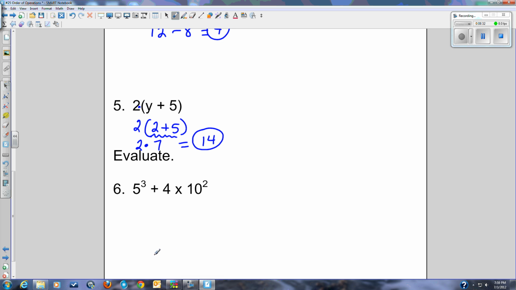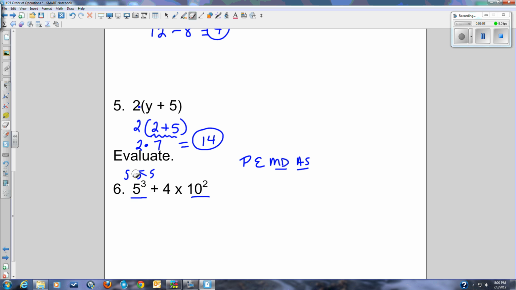Next, we're given this problem. 5 to the third plus 4 times 10 to the second. Again, we're using PEMDAS. We don't have any parentheses here, but notice we do have exponents, which would come next in our order of operations. We have 5 to the third and 10 to the second. So let's evaluate those values. 5 to the third, remember, means 5 times 5 times 5.